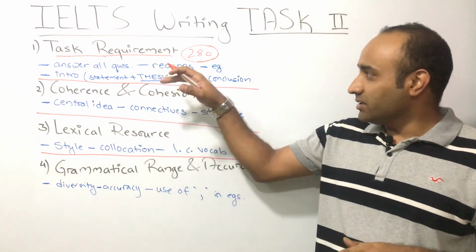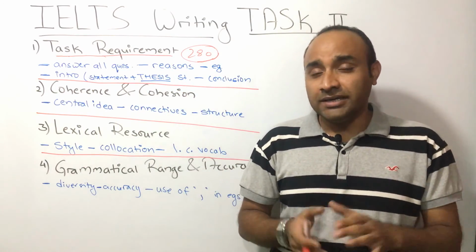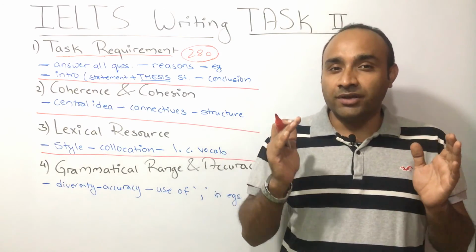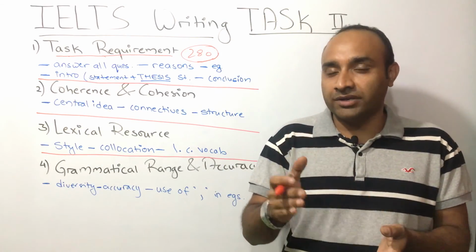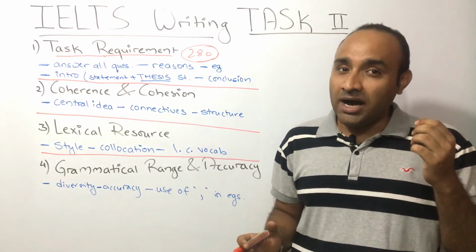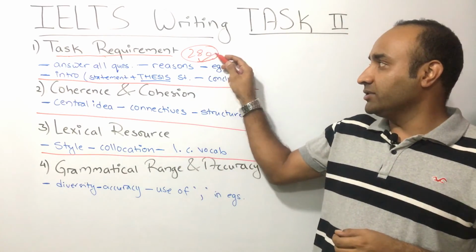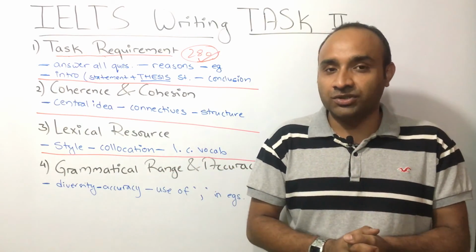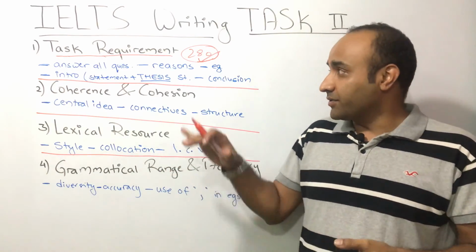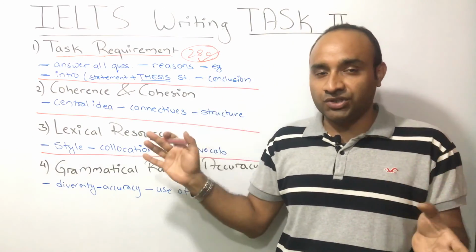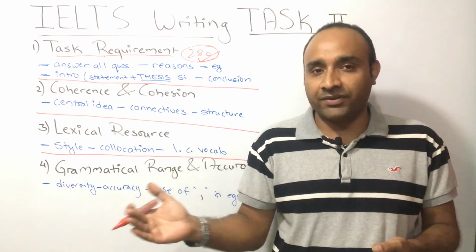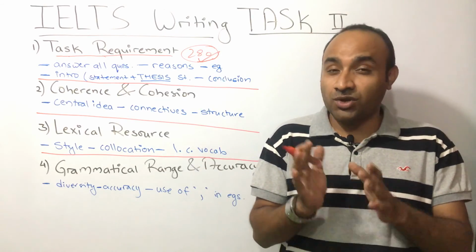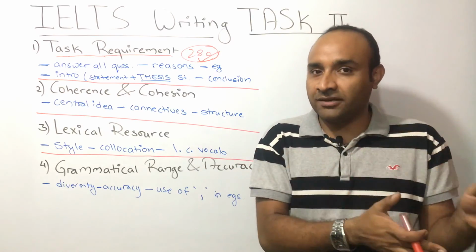So, the first thing that I want to tell you is the length. Remember, if you write under length, they will reduce your marks very significantly. So I suggest writing 280 words instead of 250, which is the normal instruction given to you in the question paper. If you write 280 words, one thing is for sure, you will never go under length. So when you practice, try writing 280 words. Stop thinking about 250. Forget that number.